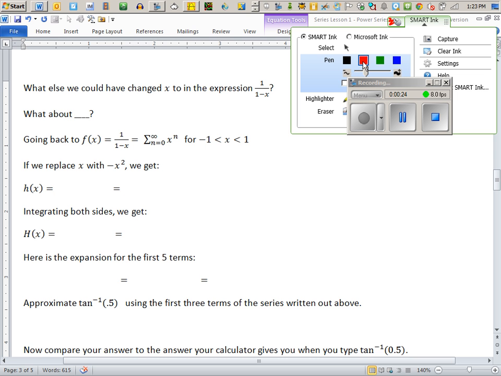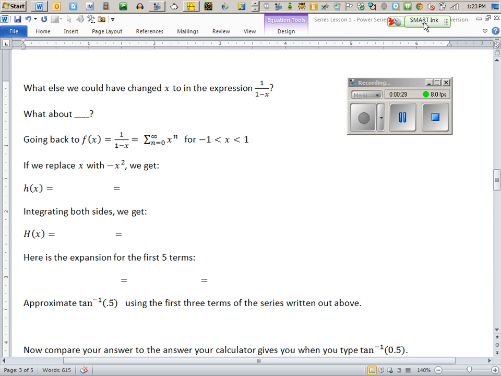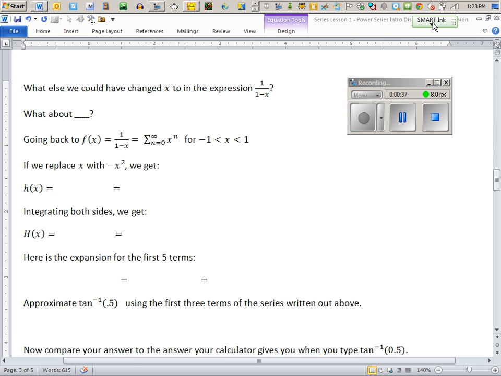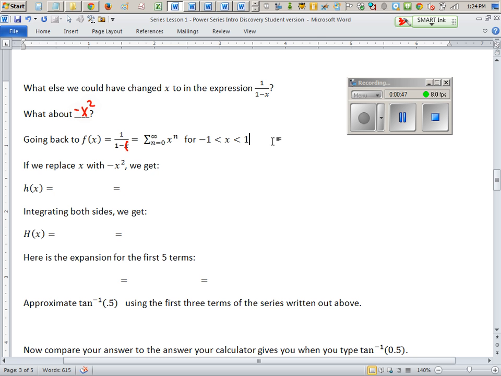So I want to make my x into negative x squared. Is this working? Let me make sure it works here. Yeah, there you go. Okay, so we're back on page 1's takeaway here. And we're going to change this x, and this x to negative x squared. Let's see what it looks like.